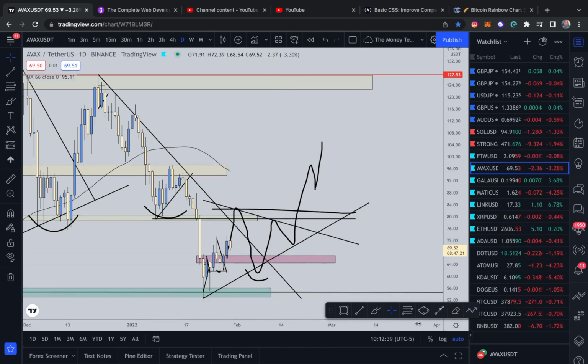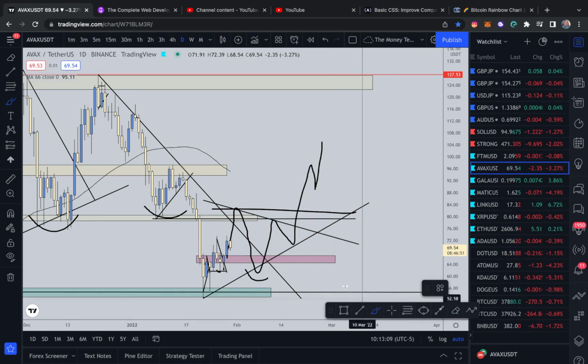But in seeing this, all I'm really paying attention to is the breaks of structure. So what I'm seeing here is a bullish break of the most recent structure. You see I have my line here, which is the most recent lower high. Price is consecutively breaking two lower highs, so that's a very strong bullish characteristic.